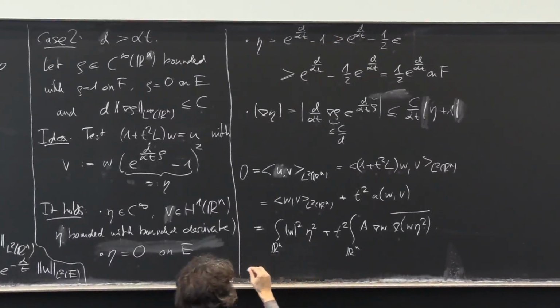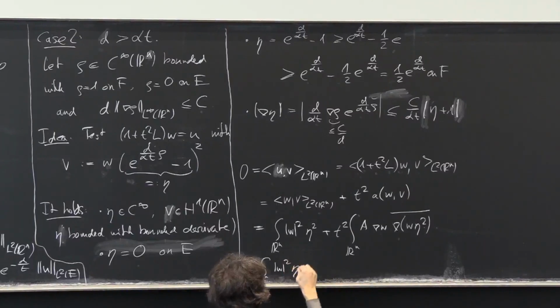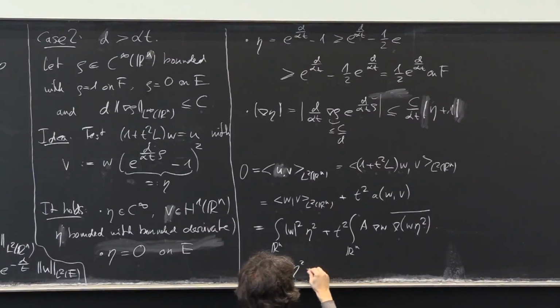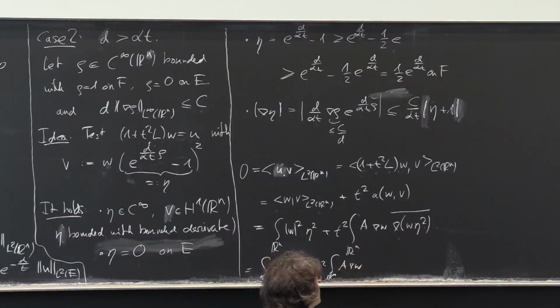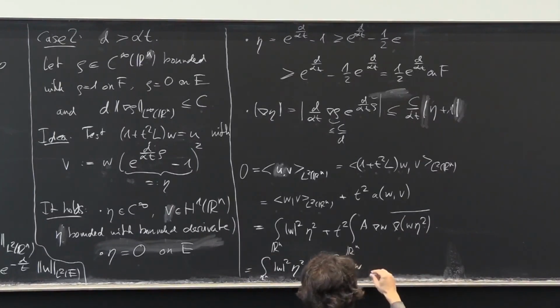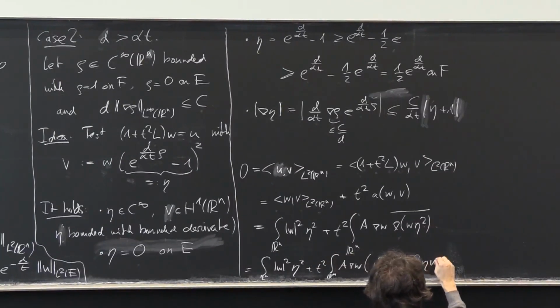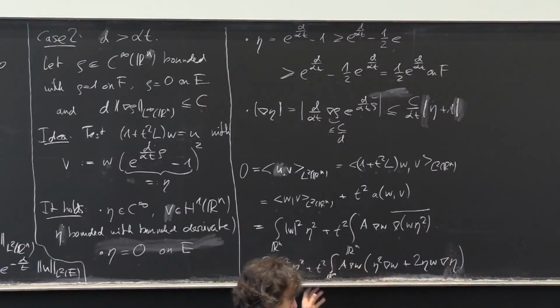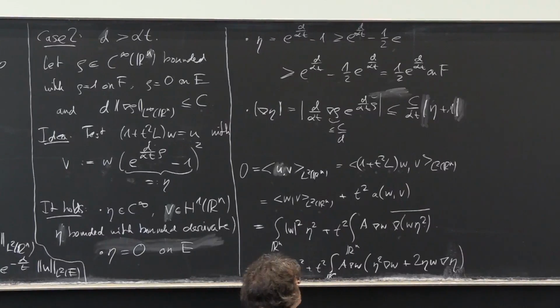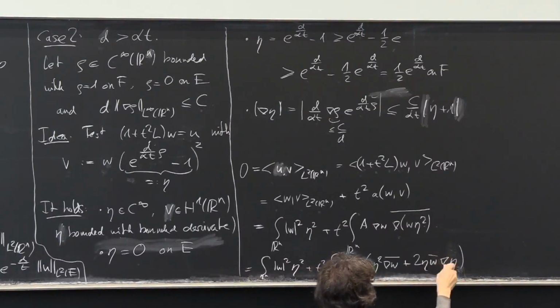So calculate this gradient. So this is integral over Rn modulus W squared eta squared plus t squared integral over Rn A gradient W. Okay, this is a product rule. This gives you eta squared times the gradient of W plus 2 eta W gradient of eta. And we have to see where we have to put the bars. So eta is real, so this needs a bar. Eta is real, this needs a bar, this is real. Okay.